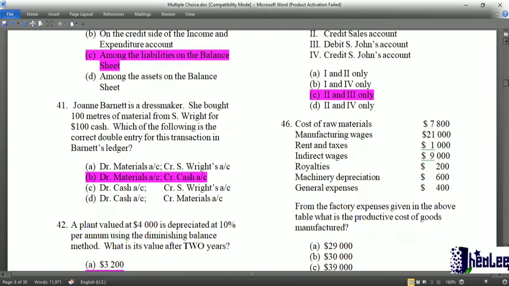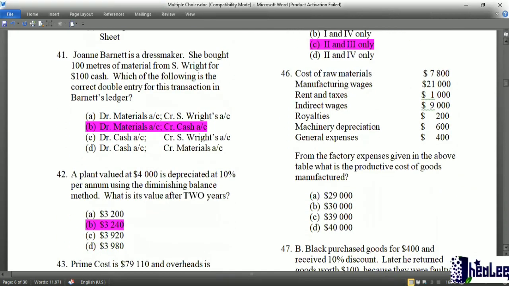Number 46, this is a manufacturing account question again. From the factory expenses given in the above table, what is the productive cost of goods manufactured? Everything here relates to calculating the cost of goods manufactured. So you're going to add everything to the cost of raw materials in order to get your cost of goods manufactured. So you're going to add up everything.